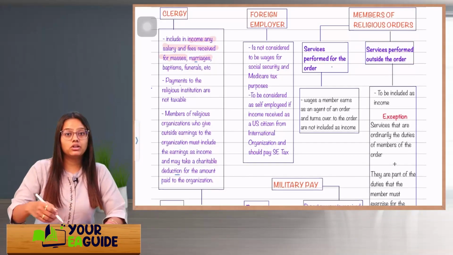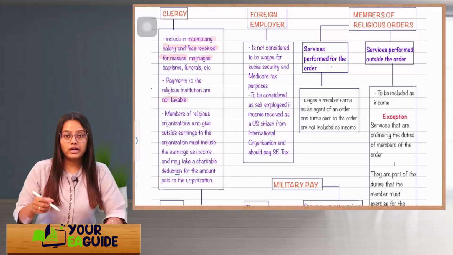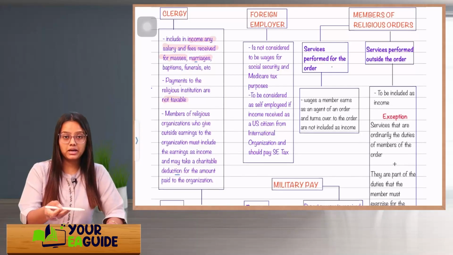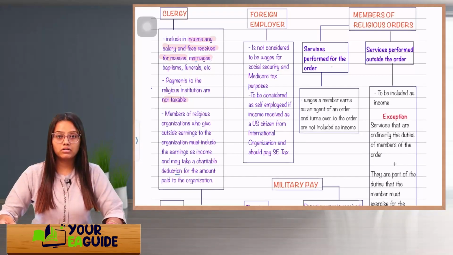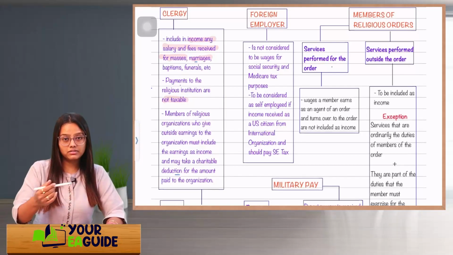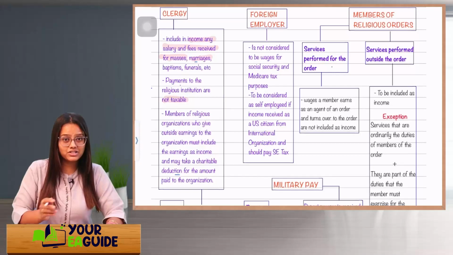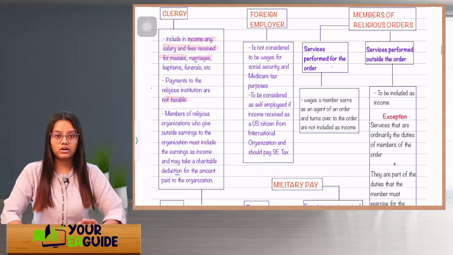Now, payments to the religious institutions are non-taxable. Let's say there is a marriage, so the family is paying the amount to the church, not to the person who is going to perform the marriage. Whatever has been paid to the church, the person who performs the marriage is not going to make it taxable. So payment to the religious institution is non-taxable.